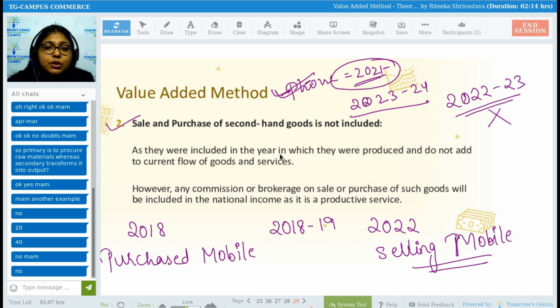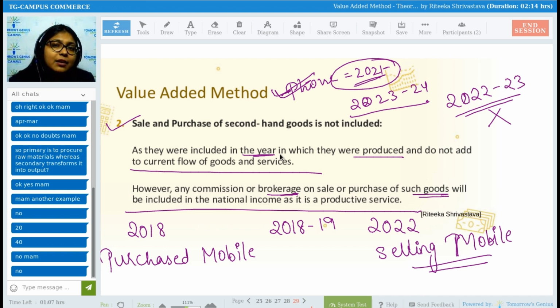So that is why we say sale and purchase of second-hand goods are not included while computing national income, as they were included in the year in which they were produced and do not add to the current flow of goods and services. But any commission or brokerage on sale or purchase of such goods will be included in the national income, as it is a productive service. Any brokerage or commission happening while selling and purchasing an old or second-hand good will be included, because that is happening for the first time in the economy.